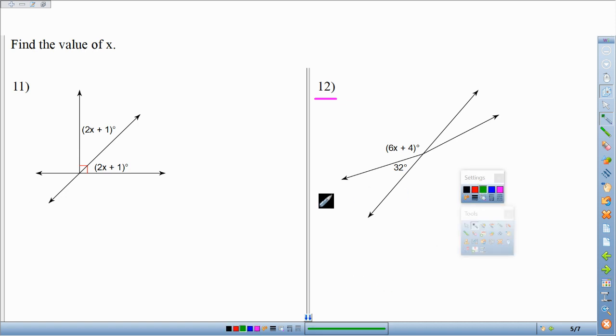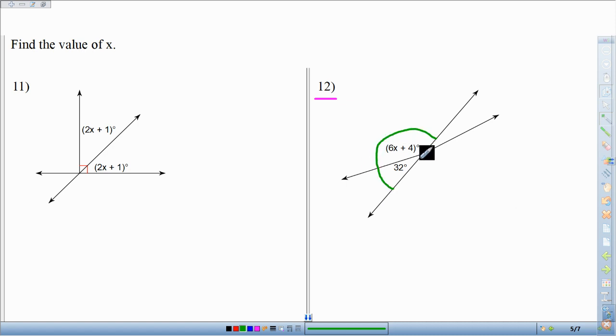Okay, so taking a look at number 12, here's the first thing we need to notice. These are two angles that make a straight line. Just to use our fancy words, that means they are supplementary. They add to 180 degrees. And that's our equation. So we can say 6x plus 4 plus 32 equals 180.